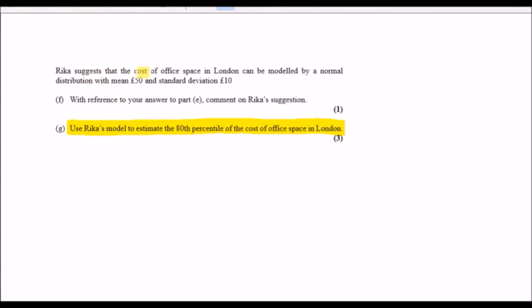Okay, here we go. Normal distribution. Rika suggests that the cost of office space in London can be modeled by a normal distribution with mean 50 and standard deviation 10. First things first, always say that X is normally distributed with a mean of 50 and a standard deviation of 10, or variance of 10 squared.